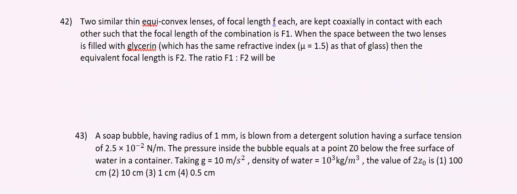Coming to the 42nd question. Two similar thin equiconvex lenses of focal length f each are kept coaxially in contact with each other such that the focal length of the combination is f1. When the space between the two lenses is filled with glycerin, which has the same refractive index, mu is equal to 1.5, as that of the glass, then the equivalent focal length is f2. The ratio of f1 to f2 will be 1. Let us quickly solve this.